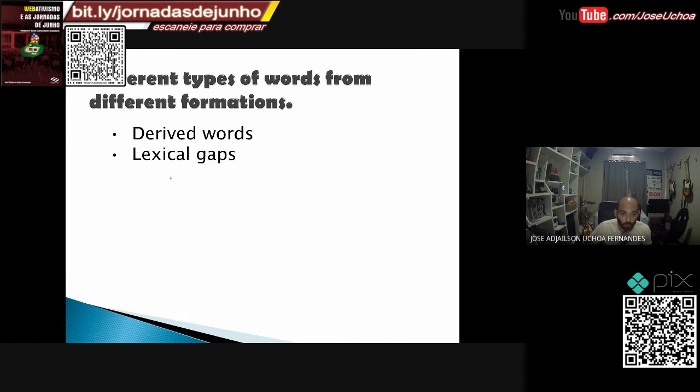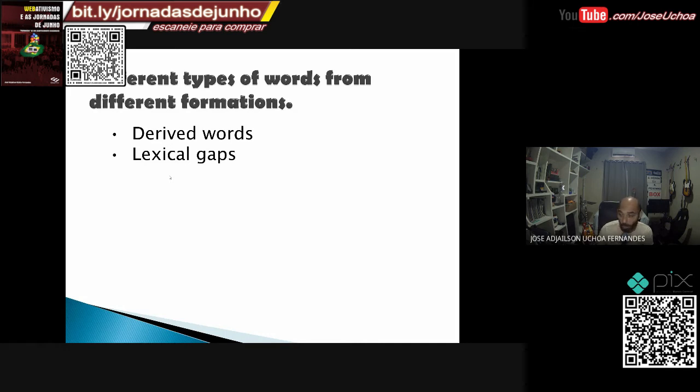But anyway, in English, we have these different types of words from different word formation processes. We have the derived words, que são essas palavras que derivam. Verbs derive into nouns. Some nouns derive into verbs. Some other nouns can be derived into adjectives and so on. We have the lexical gaps. What is a gap?